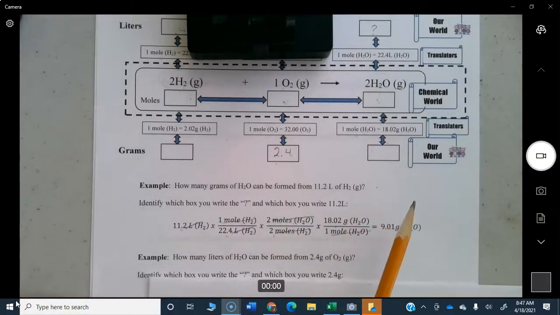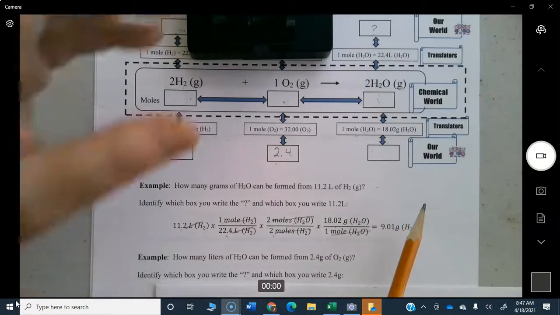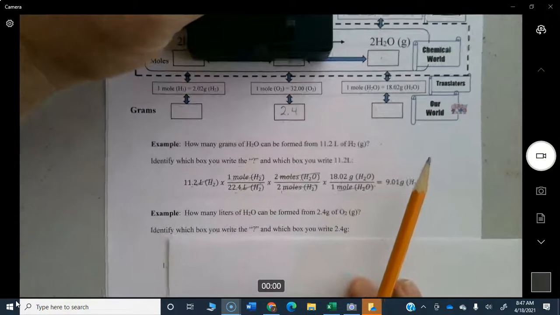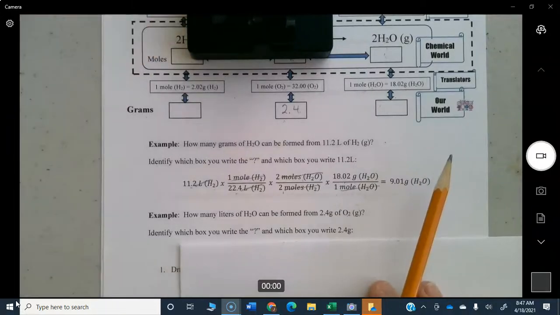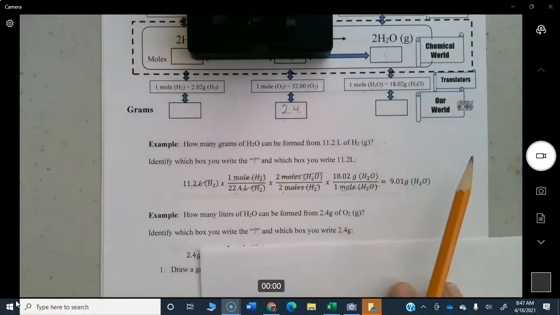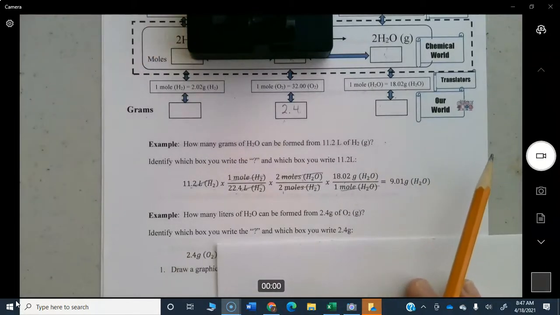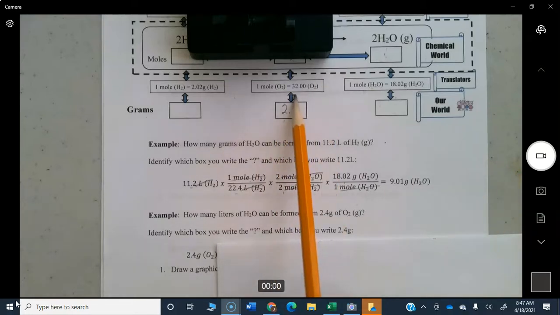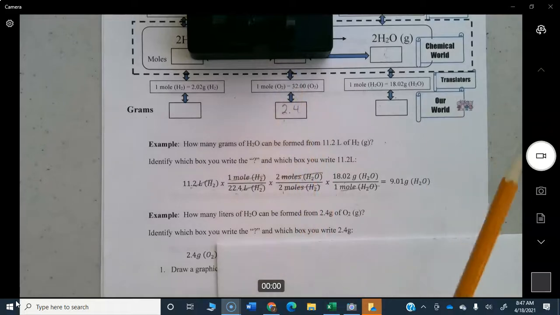Okay, so let's come down here and do that. The first thing that's going to go over on the left, you may not be able to keep the graphic organizer on screen here, is 2.4 grams, this right here. Then your first conversion is going to be the molar mass. You need grams to cancel out and moles to appear.